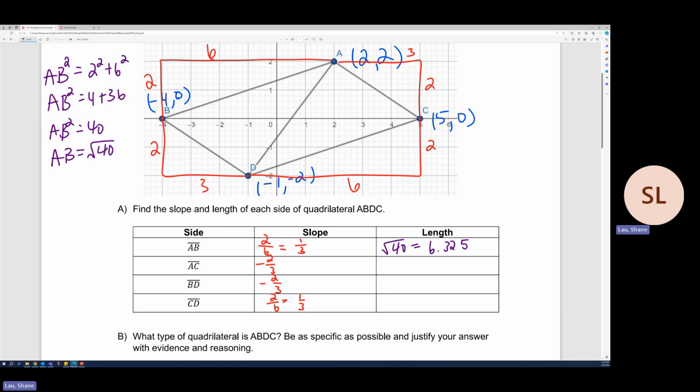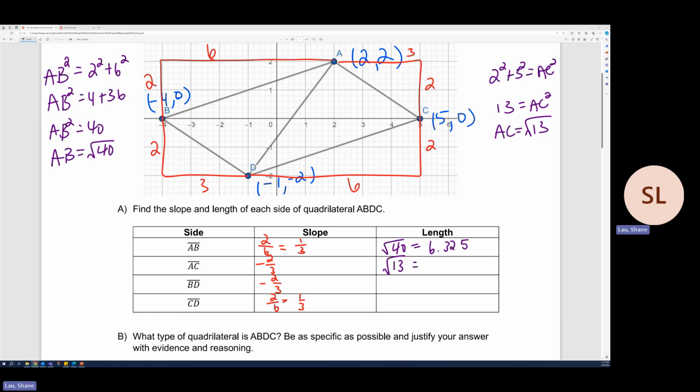So AC, we're going to use our slope, or the parts of our slope, to find our distance. 2 squared plus 3 squared equals AC squared. And I'm just going to simplify a couple steps for us. I know that this is 13 because 4 plus 9 is 13 equals AC squared. And therefore AC equals the square root of 13. And that's how I find my answer for that one.